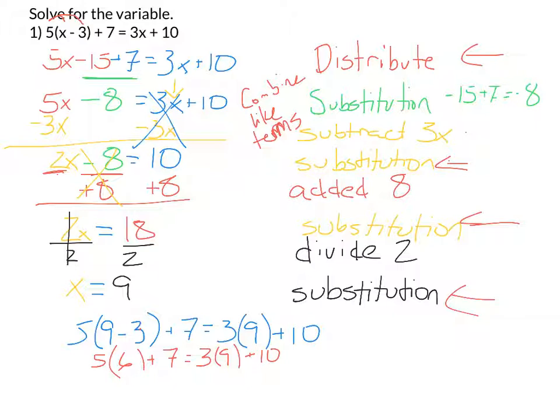Order of operations lets me do multiplication next. So 5 times 6 is 30, adding 7 to that. 3 times 9 is 27, adding 10 to that. And we get a result of 37 on the left and 37 on the right. They're the same thing, so x must indeed be 9 in order to make this a true statement. Okay, we are done.